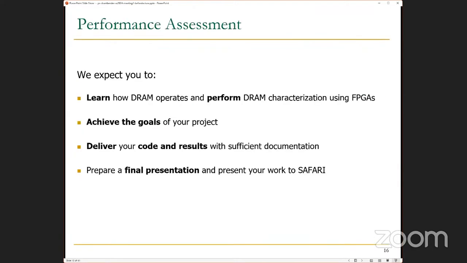Yeah, and we will grade your performance by how you complete the project, how you make the presentation, as well as whether you are communicating well with us during the semester.